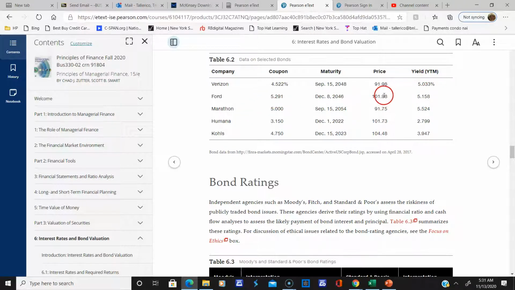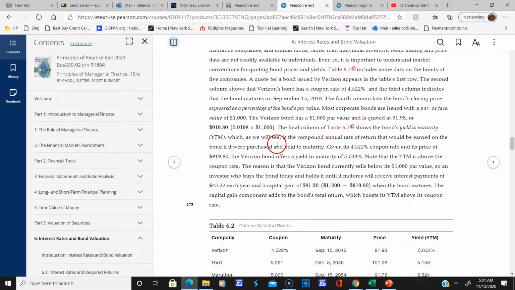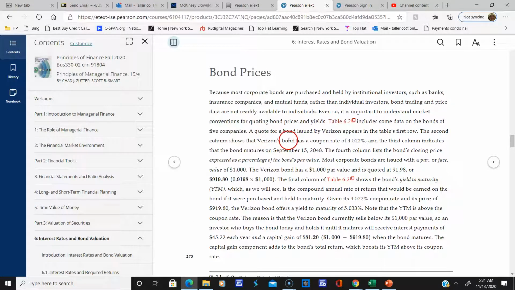And look at this now. The price has gone up here for Ford. And this was the coupon, and the yield has gone down. Okay, and the same thing for Marathon, okay? So that's the way that goes. So we look at those prices.